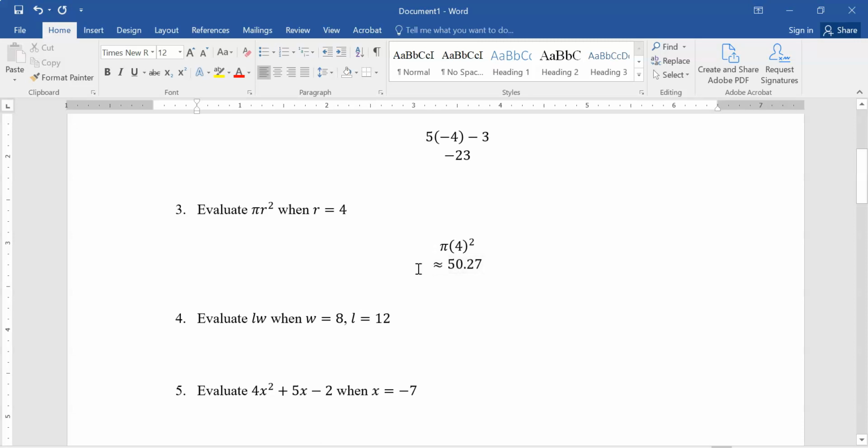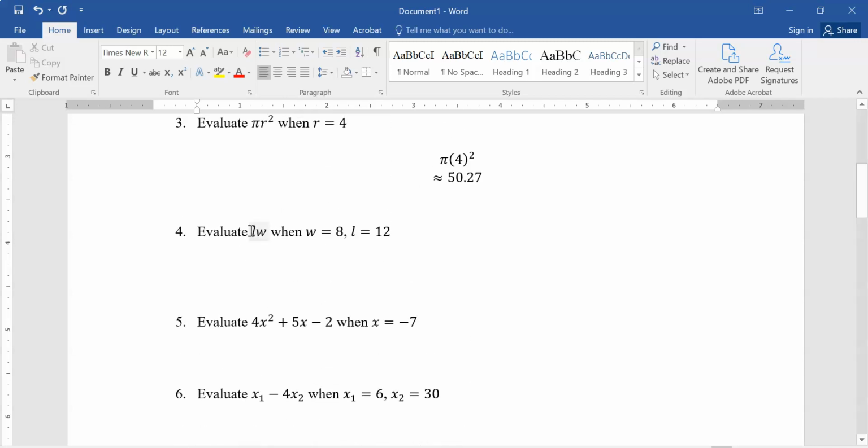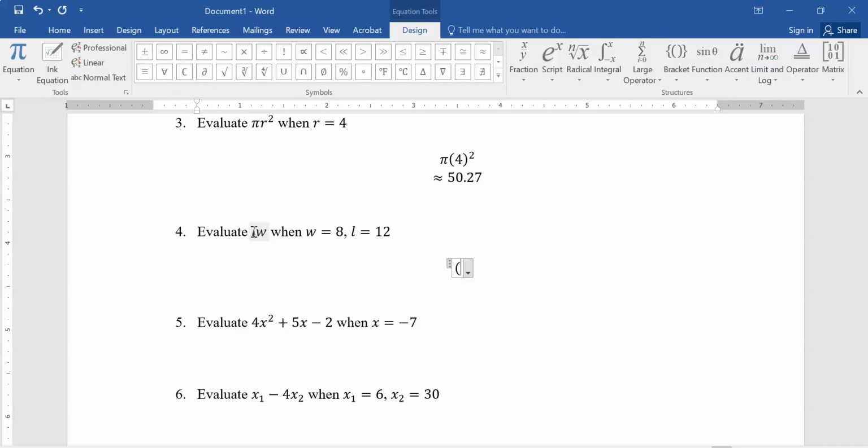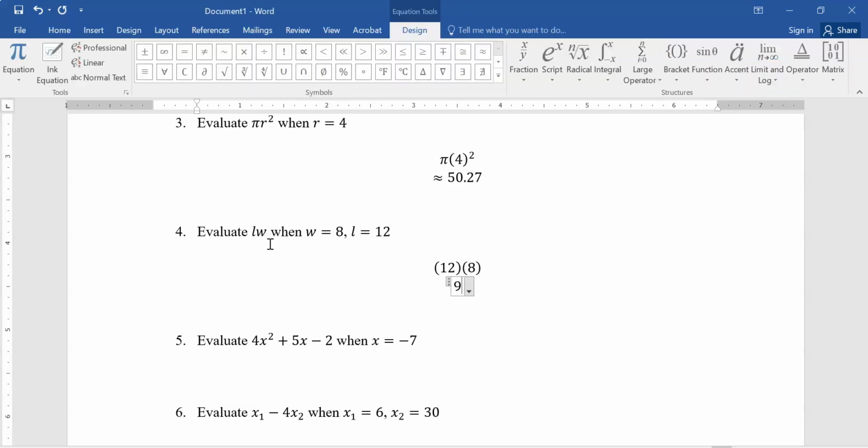All right, now these first three, we only had one variable to plug in, but obviously we can have expressions with lots of variables, like, well, let's start out with L times W. Notice the L and W are right next to each other. When I plug in 8 for W and 12 for L, I plug them in parentheses, and all of a sudden it becomes abundantly clear that LW means L times W. This is again just something you type into your calculator. 12 times 8 is 96. So 96 is the answer to problem number 4 there.